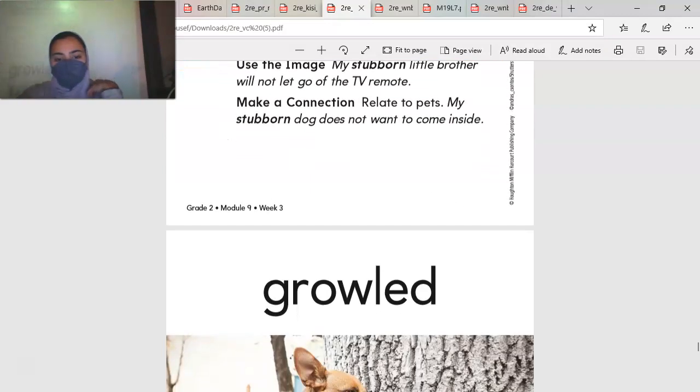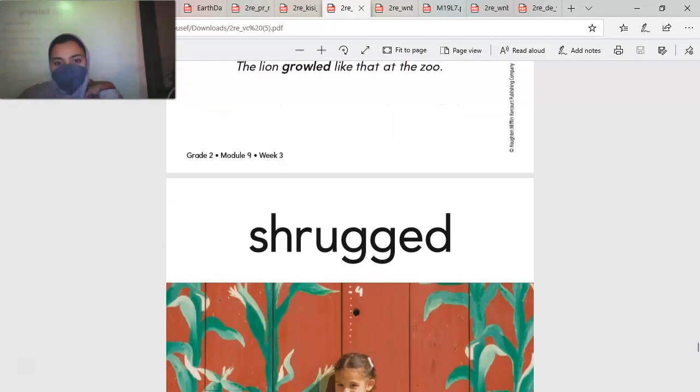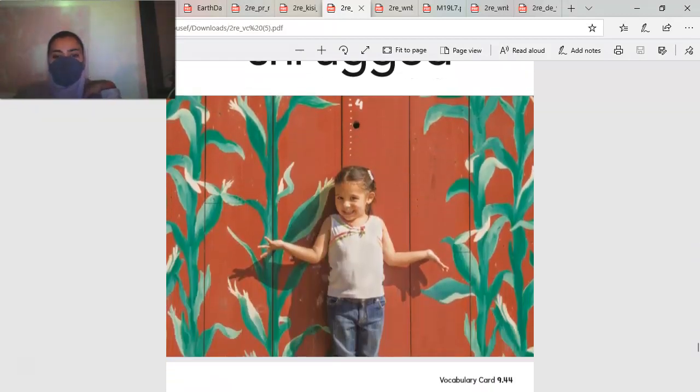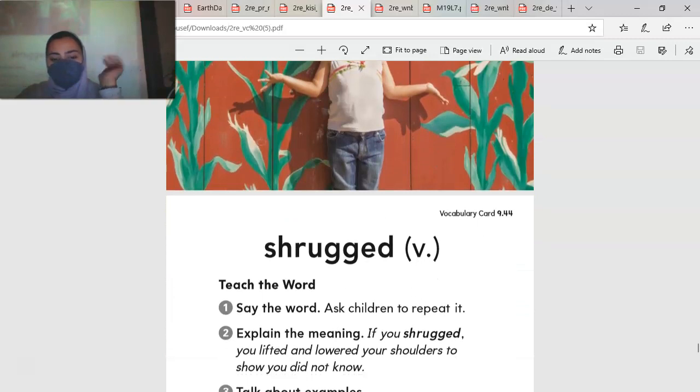It's hard to change. Growled. Here the dogs growled at each other. That's like to make a low, deep sound. They growled. Shrugged. This girl shrugged like she doesn't know. So when you shrug, what does that mean? That means you lifted and lowered your shoulders to show that you don't know. So everyone shrug for me. Exactly. You're showing me that you don't know. You're not telling me, you're just showing me. Sometimes we make the noises, and that's, I don't know.